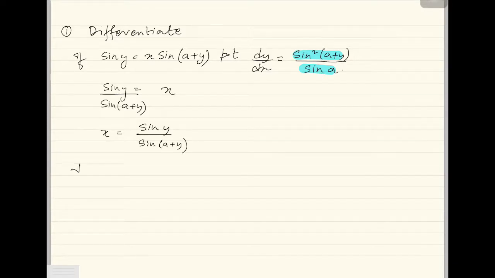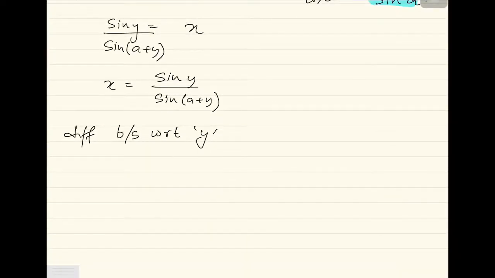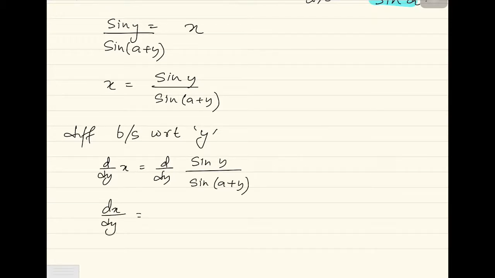Now I will differentiate both sides with respect to y. Remember, I am not differentiating with respect to x, but with respect to y. So what will happen, everyone? d/dy of x equals d/dy of sin y divided by sin(a + y). Correct? That gives me dx/dy. And what is d/dy of this thing? I will have to use the quotient rule. What does the quotient rule say?